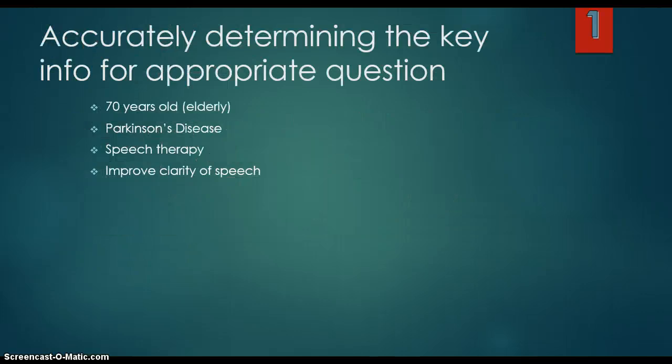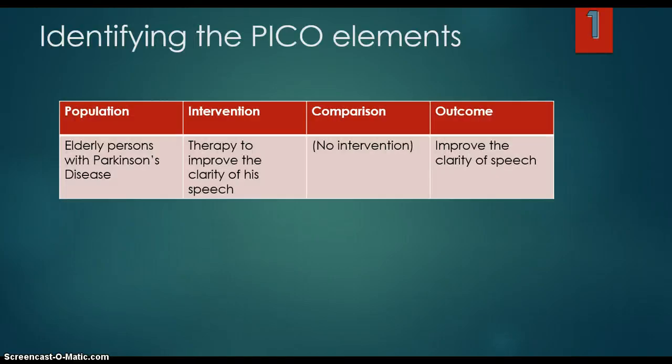I then extracted the key info from the clinical scenario. Here is the table that I developed from the key info. Each element from the clinical scenario is highlighted. So the population is elderly persons with Parkinson's disease. The intervention is therapy to improve the clarity of his speech, and the outcome is to improve the clarity of his speech.